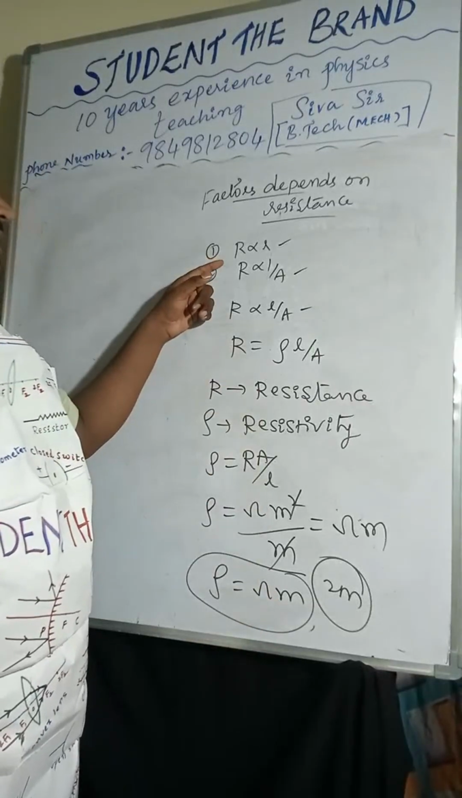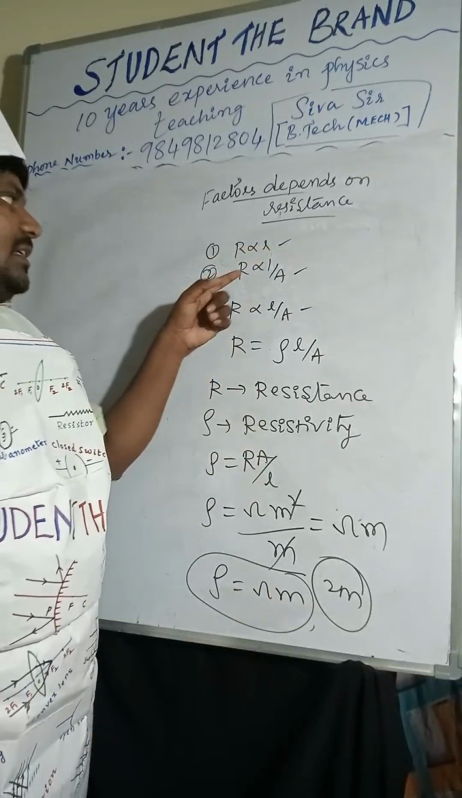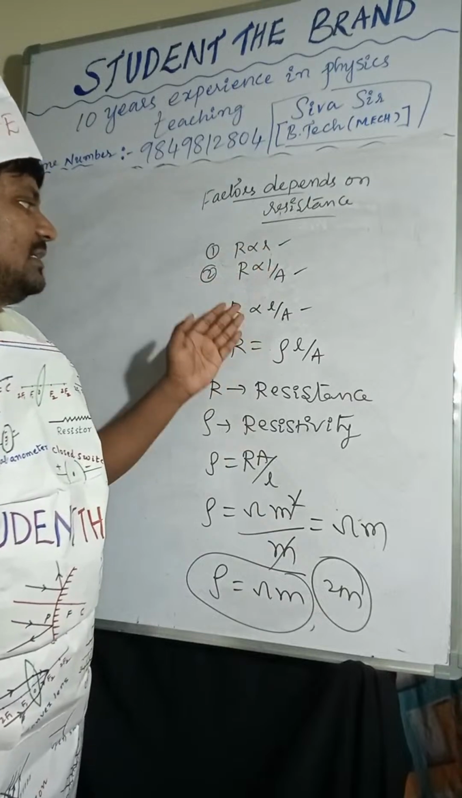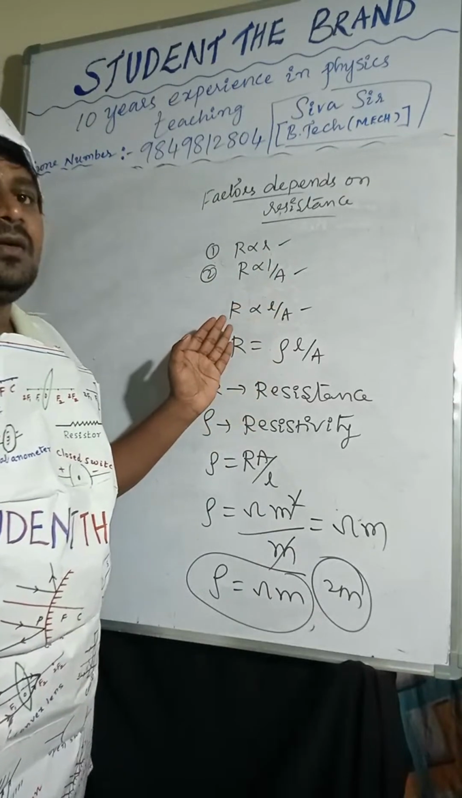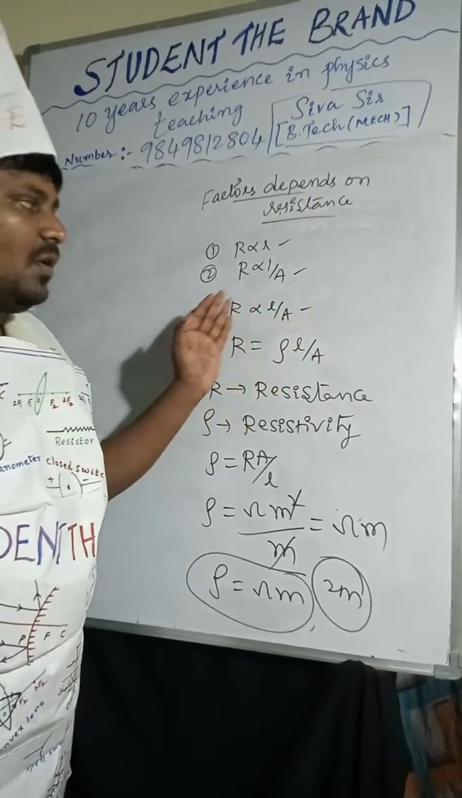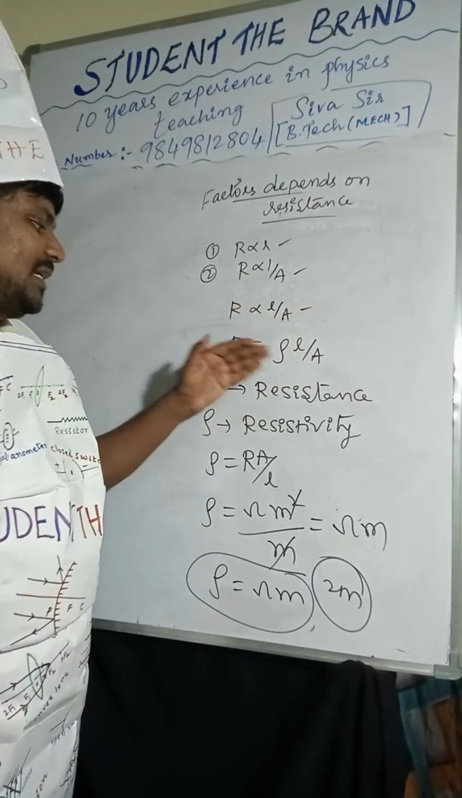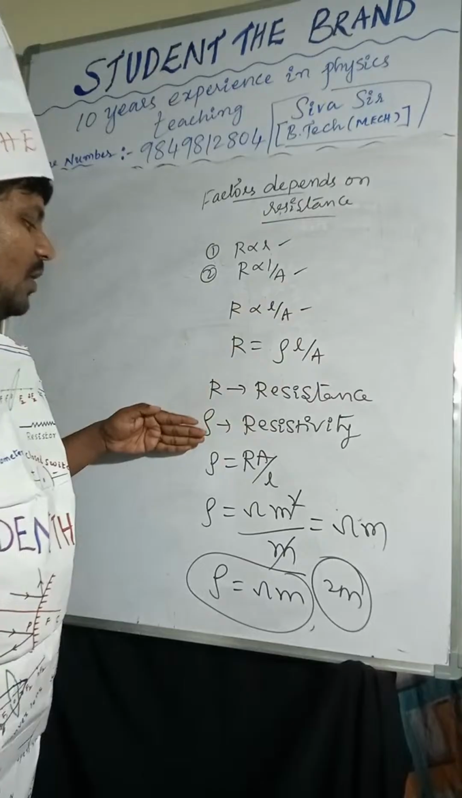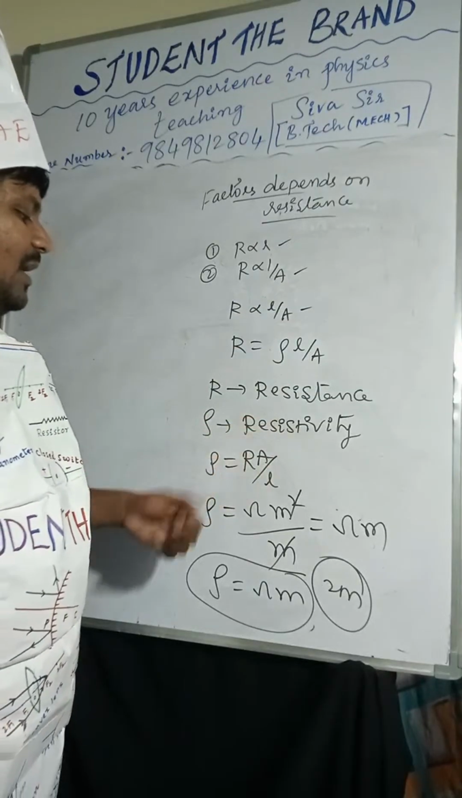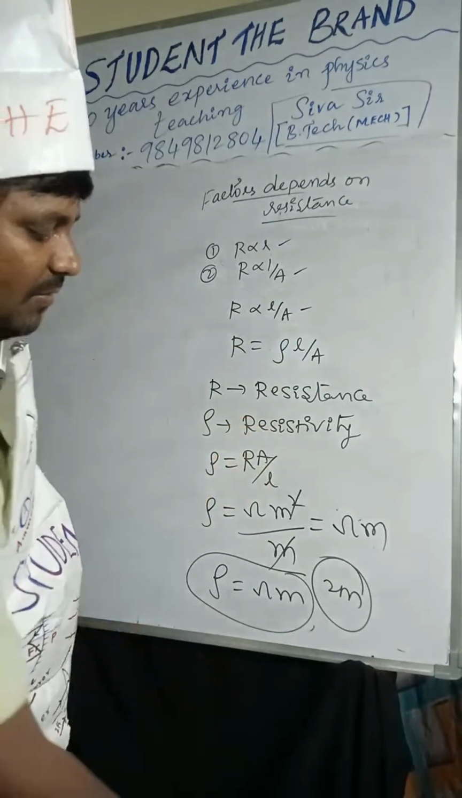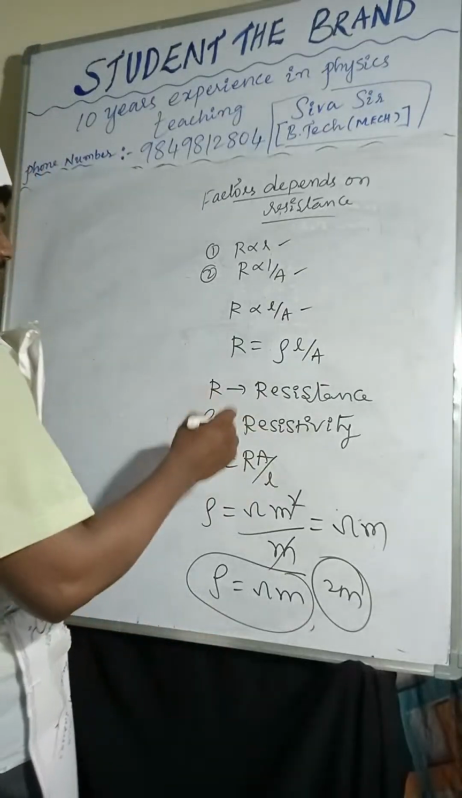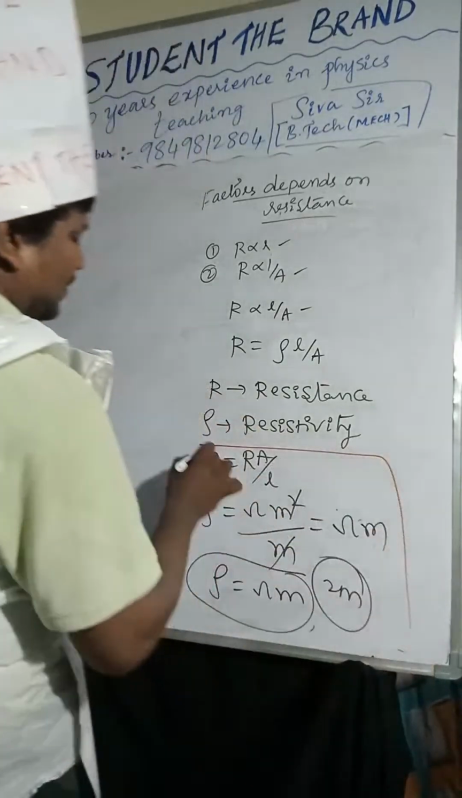So R is directly proportional to L, R is inversely proportional to area, R is directly proportional to L by A, R equals rho into L by A. R is resistance, rho is resistivity, rho equals RA by L. In the exam they will ask this question for 2 marks, and from here onwards you have to write.